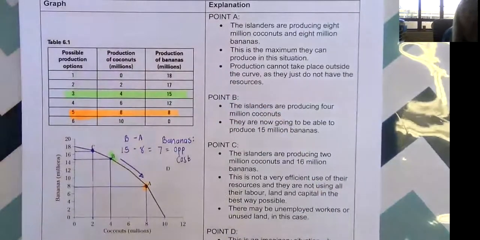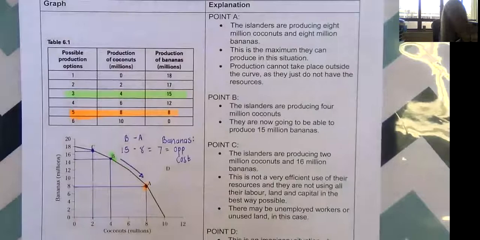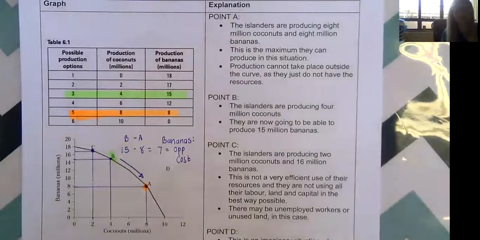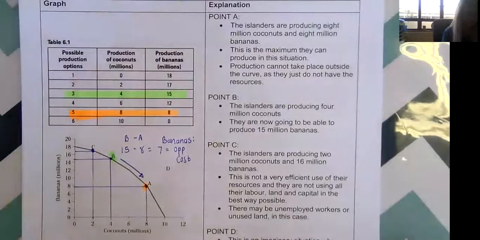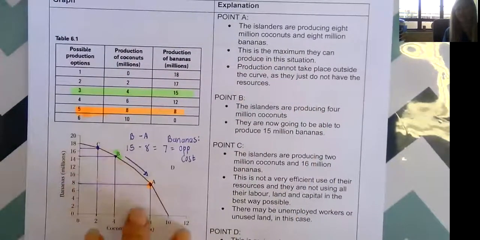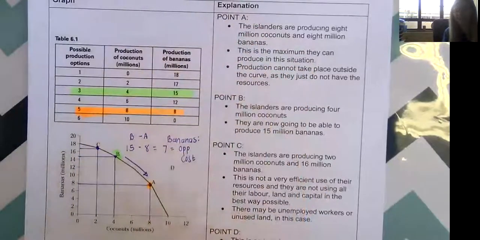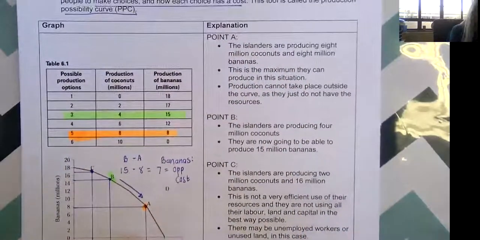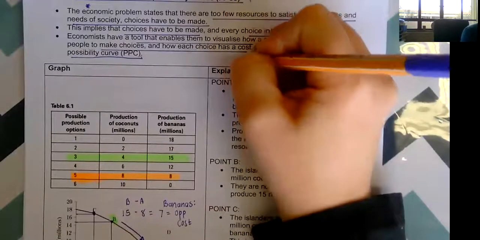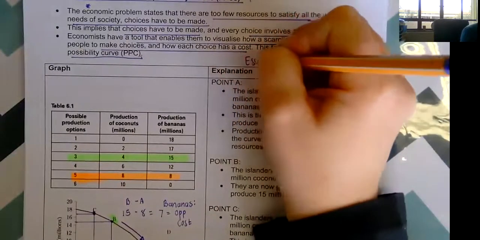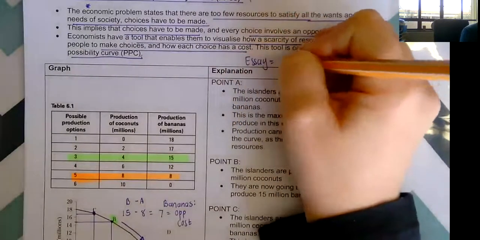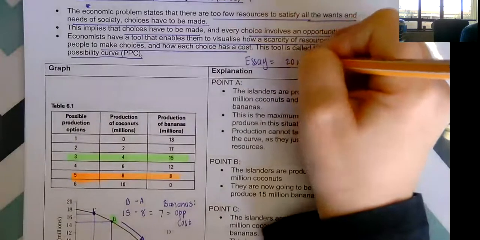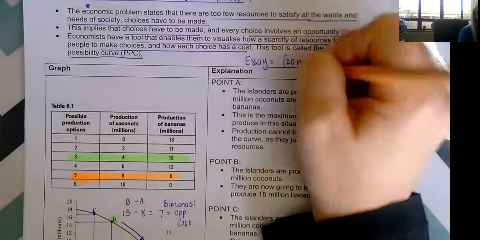Fine. So basically, I subtract point A from point B. Right. So this is how this curve works. Now on this curve, there's various points. Now you need to be able to discuss each point. Okay. This will be either an essay or it can be a 20-mark question. So it can be both.